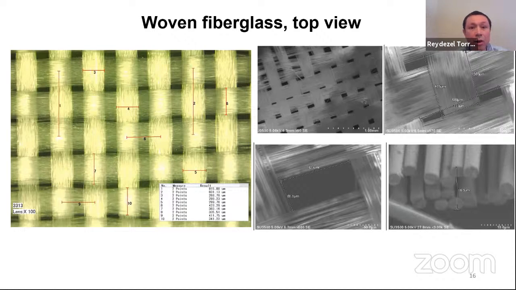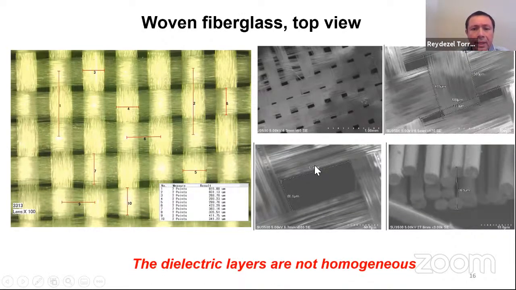Instead of steel rods, we use woven fiberglass fabrics. These are pictures taken using a microscope. We see that we have fibers that will allow us to maintain the mechanical stability of our dielectric laminate, and it consists of several yarns. And the conclusion here is that our dielectric won't be homogeneous. It will present different electrical properties depending on the position. Why? Because these fibers are maintained together using a resin.